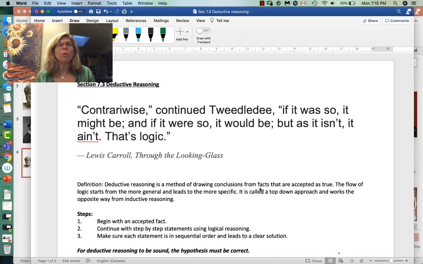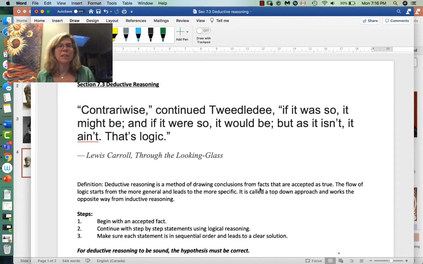So I'll start out with a quote. It says, "Contrariwise," continued Tweedledee, "if it was so, it might be. And if it were so, it would be. But as it isn't, it ain't. That's logic." Lewis Carroll, Through the Looking Glass, and that's about Alice in Wonderland. So that sort of goes to show what can come about as you start to pontificate on deductive and inductive reasoning.